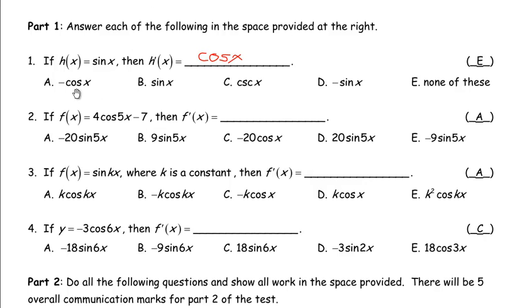Now there's a negative cos x, so wrong sign here. The derivative of sine certainly isn't sine. So we don't actually have a correct answer. So E would be the best answer for question number one.